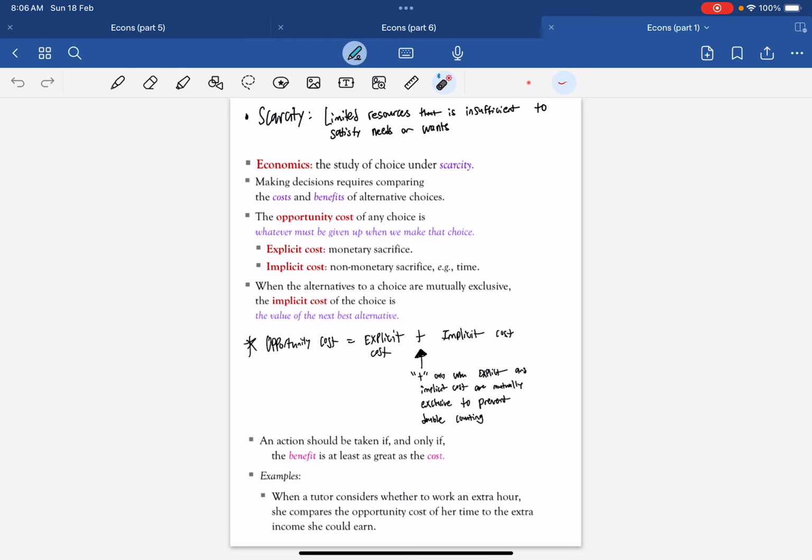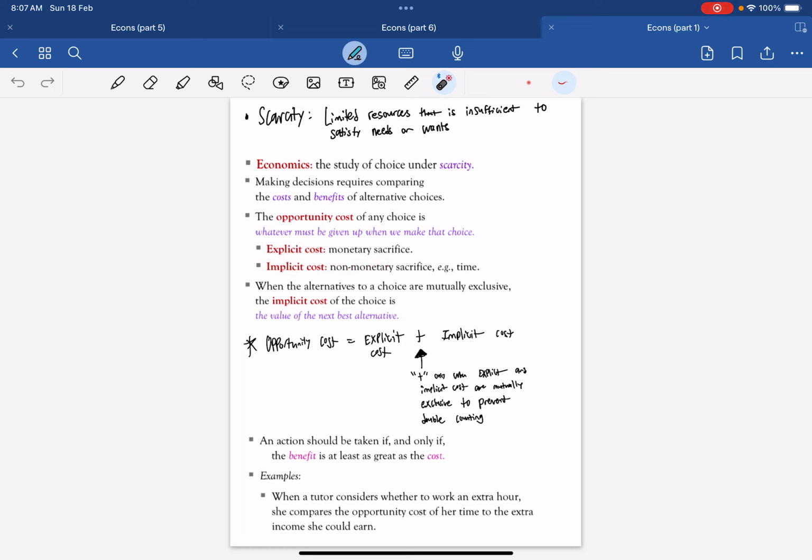And so, the idea of these alternative choices leads to opportunity cost. The opportunity cost is whatever we must give up when we make our choice. For example, you can produce apples or oranges. Then, if you choose to produce apples, you miss out on oranges.